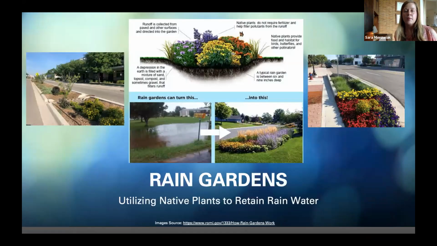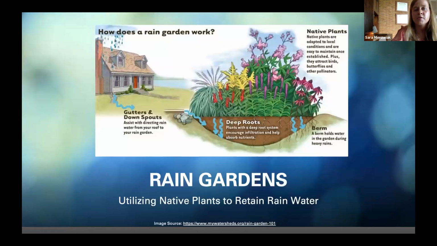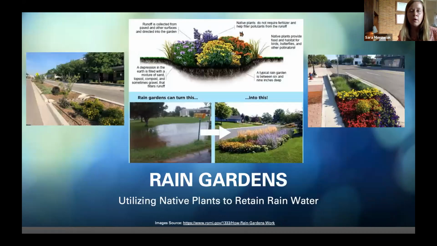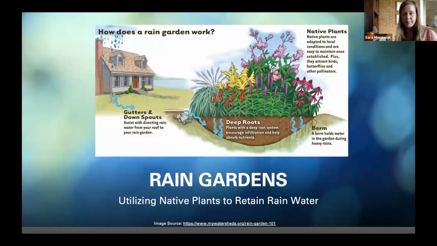So just very briefly about rain gardens. Rain gardens are constructed to handle excess water runoff. And you can see here a couple different examples built along roads. Basically, rain gardens can turn what previously looks like this, a little standing pond, into this beautiful planted area that attracts pollinators. And I actually constructed one of these, like I said, on my property.